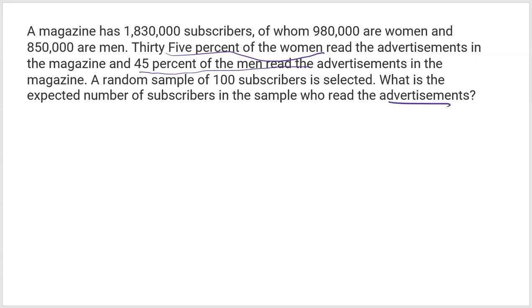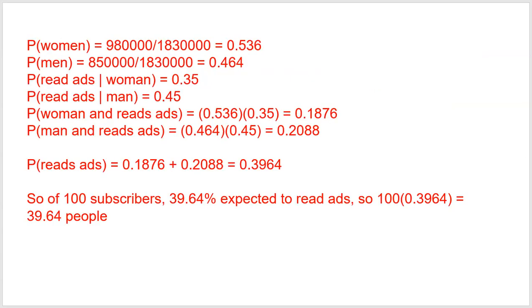So we have to kind of walk through this, because most kids will just say, oh, it's 35 for the women, 45 for the men, add those together. Whoa, whoa, whoa, no, because those are conditional, right? We have to first have a woman to get that 35%, or we have to first have a man to get that 45% chance that they read the advertisements. So here's how we have to break this problem down. It's actually quite a bit of math, but none of it's very difficult.